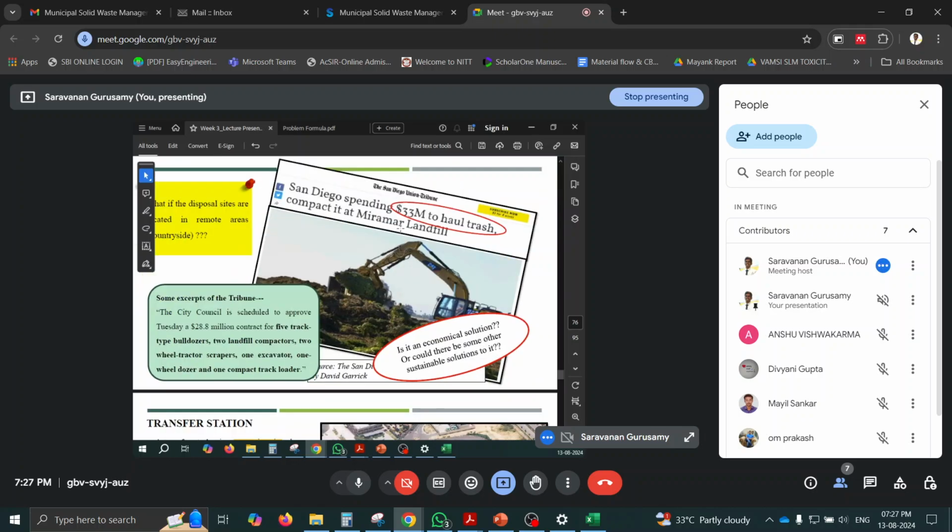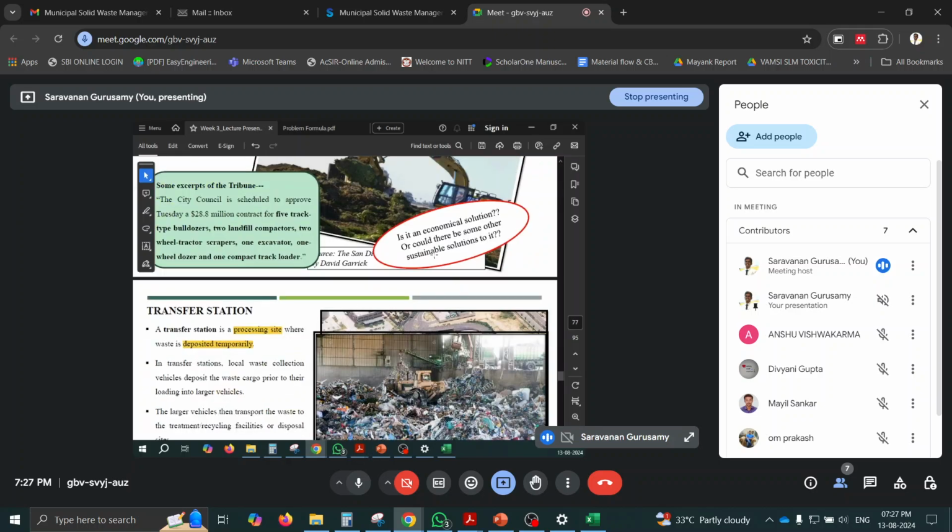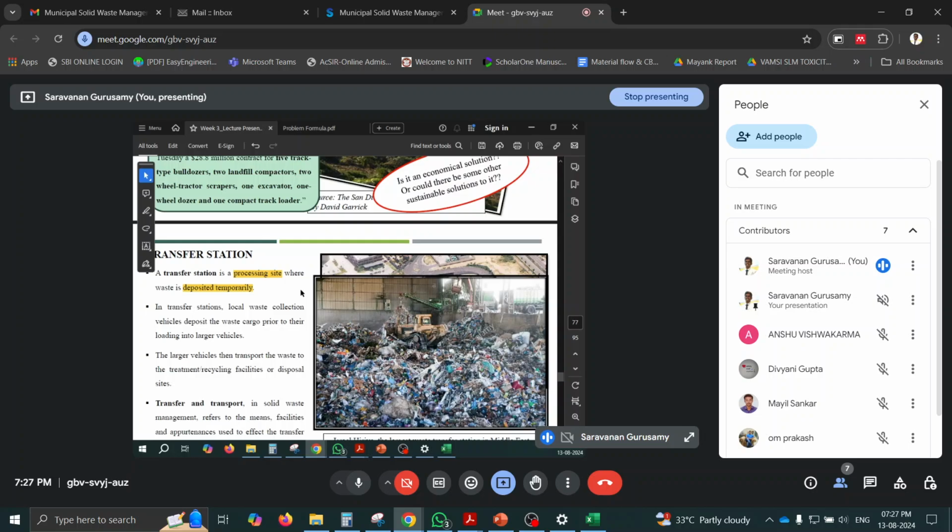Here you can see in San Diego, $33 million were used only to haul the trash. Haul means to take or to transport. So it's not the economical solution. For that, the transfer station comes into the picture.